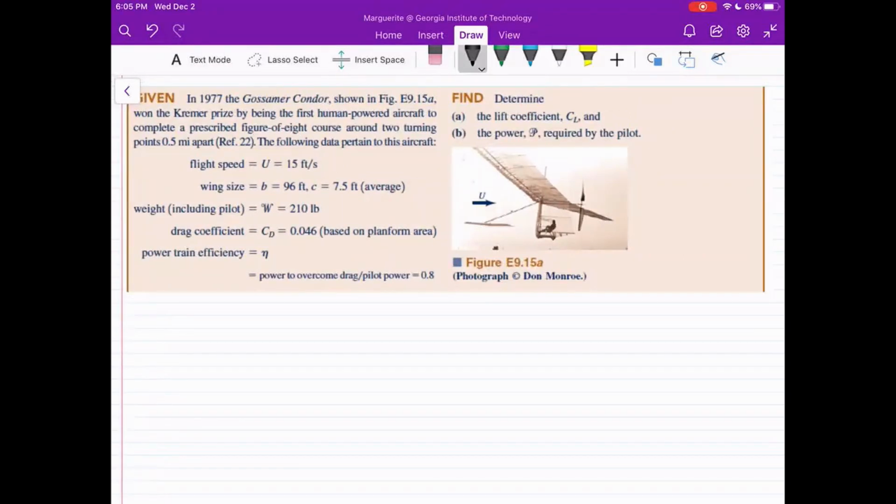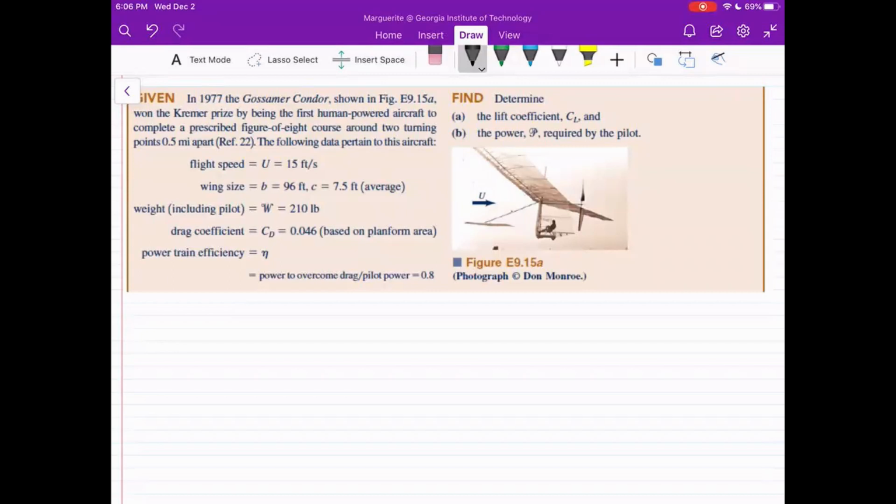So the problem is: in 1977, the Gossamer Condor, which is shown in the picture, won the Kremer Prize for being the first human-powered aircraft to complete a prescribed figure-8 course around 2 points. They give you some data, including the flight speed, the wing size, the weight of the airplane, the drag coefficient, and importantly, the powertrain efficiency. That's whoever's up there pedaling, how much energy he puts in. Only 80% of it gets to actually move the airplane and overcome that drag. And it wants you to find the lift coefficient and the power required by the pilot.